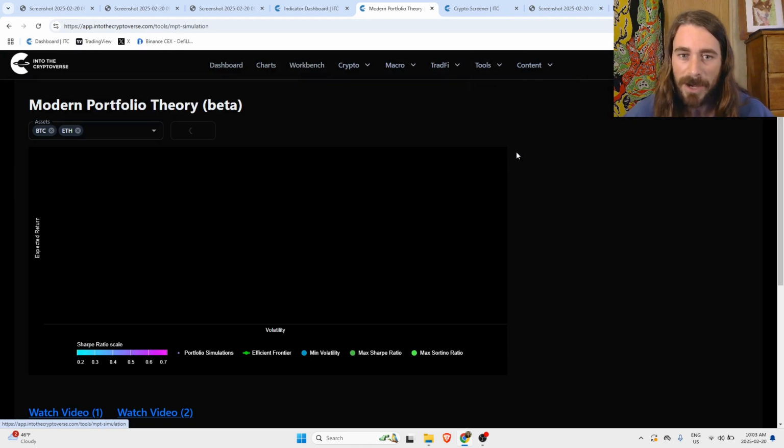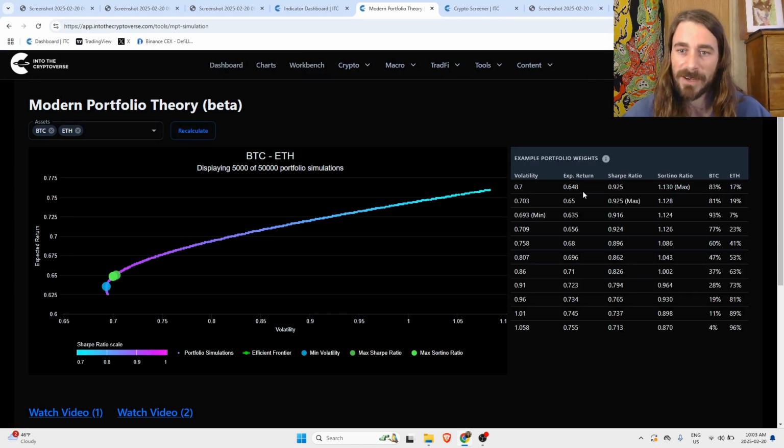We'll take a look at our modern portfolio theory. So this is a way we can also gauge how we structure our portfolios to come up with the best risk-adjusted return. So our Sharpe ratio essentially is going to show us what is the best return over a long period of time. It generally works better for less volatile assets, where our Sortino ratio works better for more volatile assets. But you can see here, if we just hold Bitcoin and Ethereum, the max Sharpe ratio and the max Sortino ratio that we can achieve comes here with an 83% allocation to Bitcoin and a 17% allocation to Ethereum.